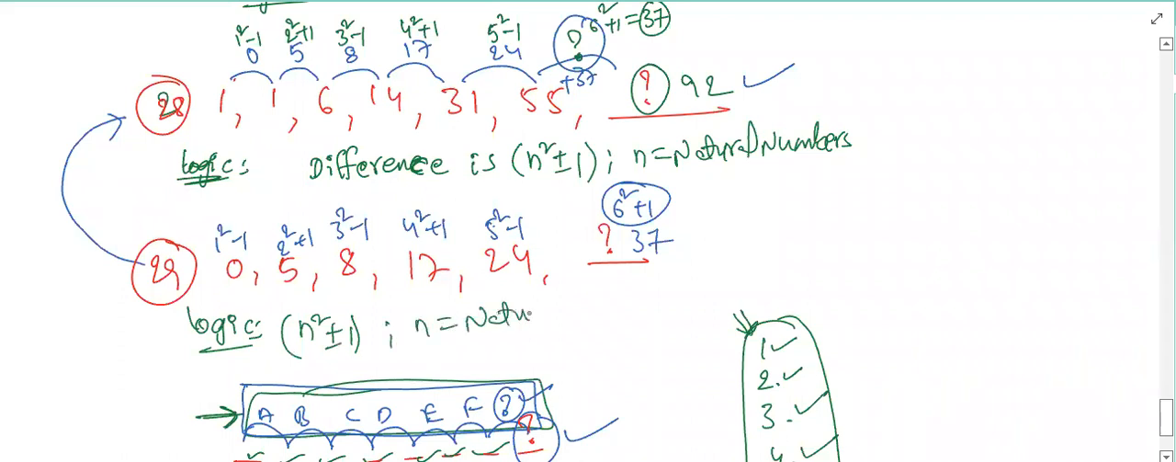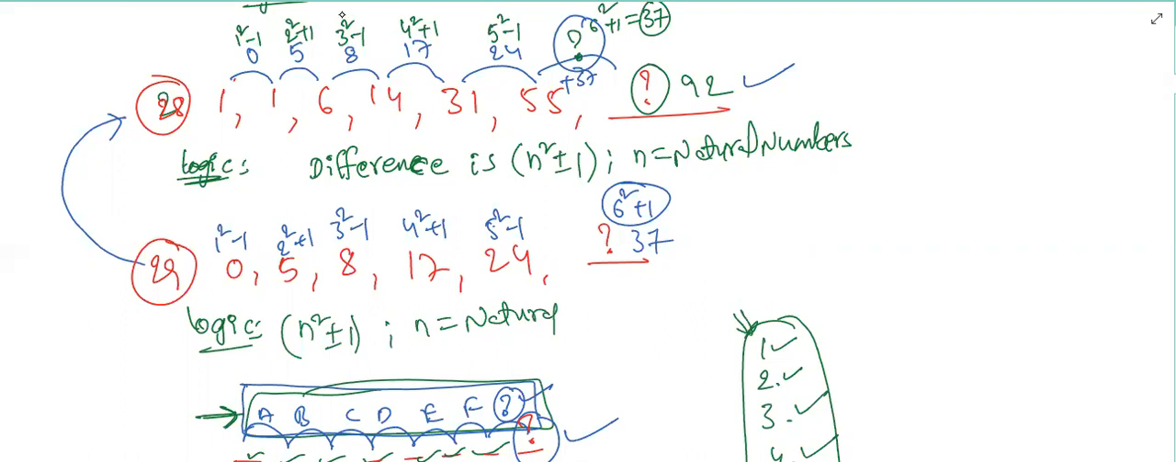Alternative consecutive numbers. Consecutive natural numbers. Why alternative? Because there are the minus operations and plus 1 operations. Numbers are continuous, 1, 2, 3, 4, 5, 6, 7 only, but the operations are alternative.